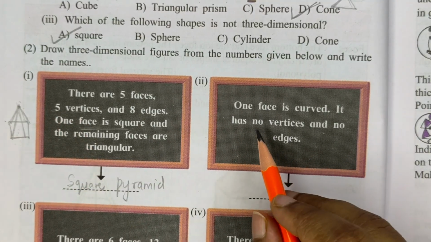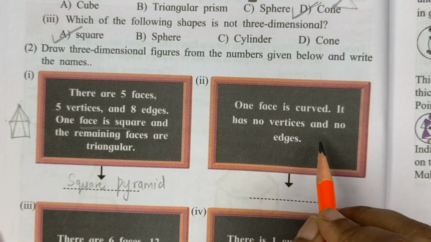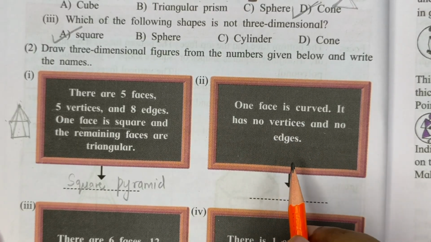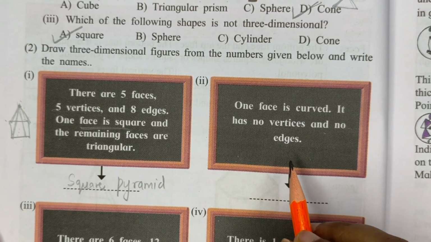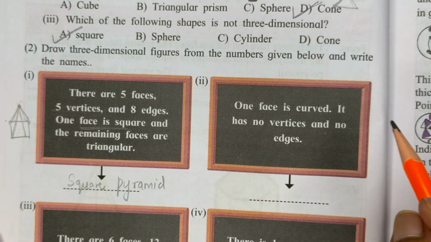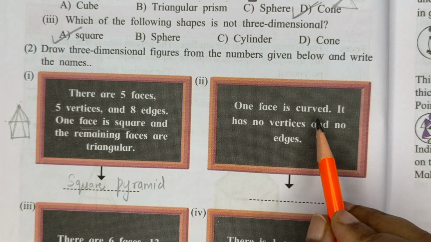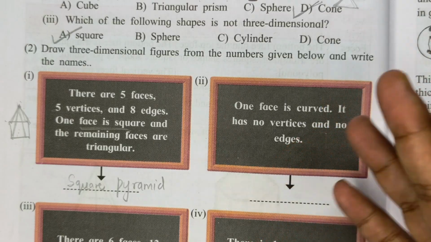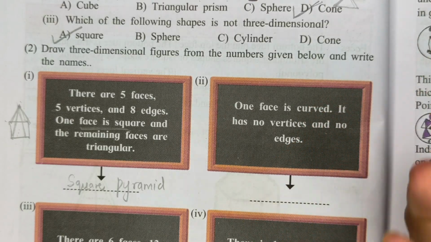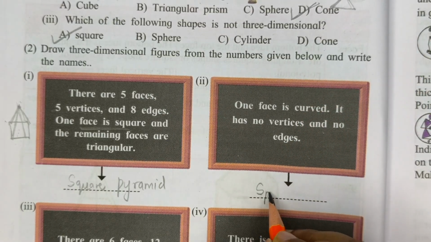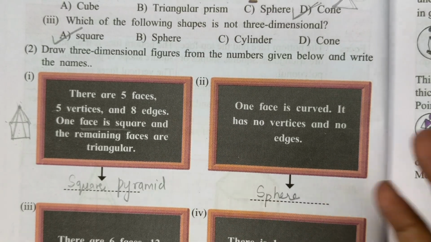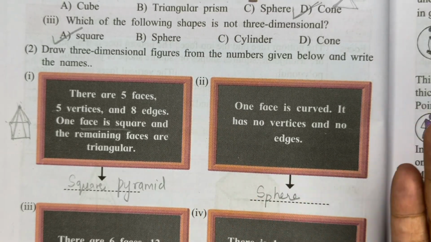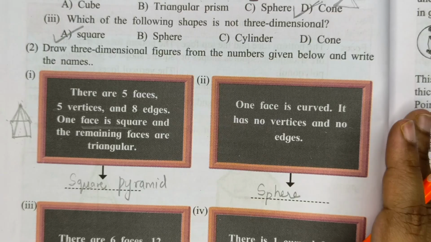Now see, one face is curved. It has no vertices and no edges. Understood? See the second one. One face is curved, no edges, no vertices. That means you can imagine a football or a marble. That is a sphere. A sphere, a football, is curved and it has no vertices and no edges.